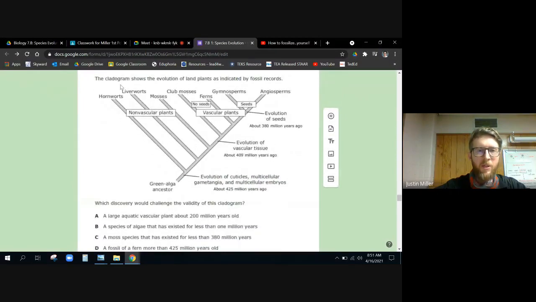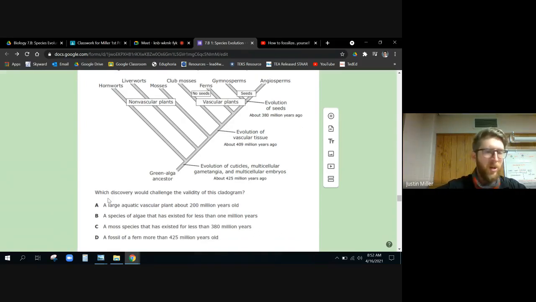Okay, we have a cladogram here. Which discovery would challenge the validity of this cladogram? So what they're saying is that we have this, remember how to read the cladogram? This is the beginning of time, this is the end of time, or today. And everywhere you have an intersection, it tells you how long ago it was, about 425 million years ago. It tells you what happened there. So about 425 million years ago, this happened. And then later on, this happened, these guys came around, and then later on, these guys came around, and so forth.